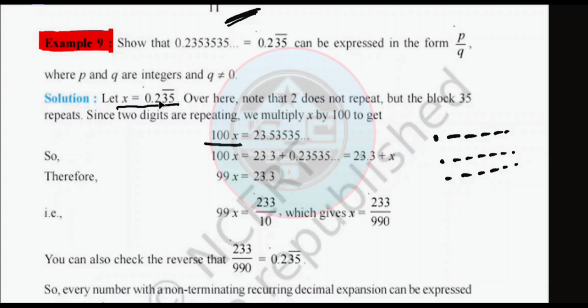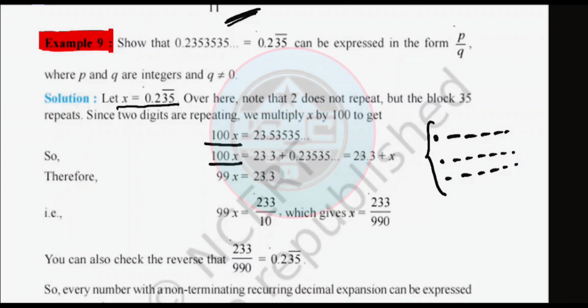23.53, right? 23.535353..., because 2 is not repeating, it comes only once. 100x is equal to this, right? Therefore, there is also another method: you can do 99x or subtract, no problem, but you can do it with a similar method. The method we have learned, we can do easily, right?